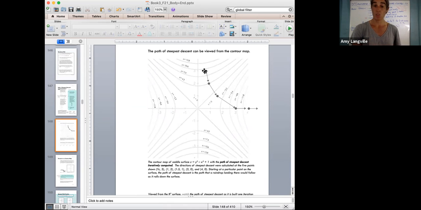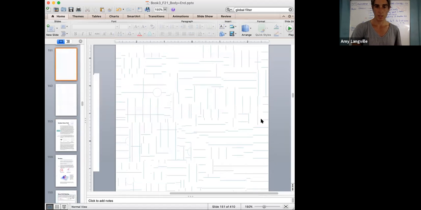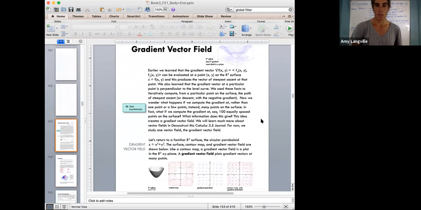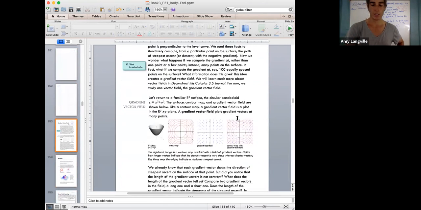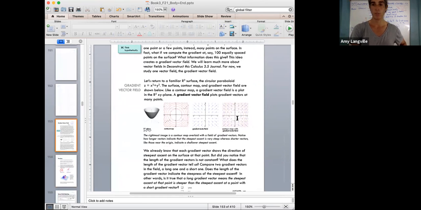And so this is just a path of steepest descent, descending on some part of that saddle, down the side, and we can keep on going. But at each point, we're computing a gradient. Here, here, here, here, here. Okay, next thing. You can compute a gradient at many points, infinitely many points in your domain.